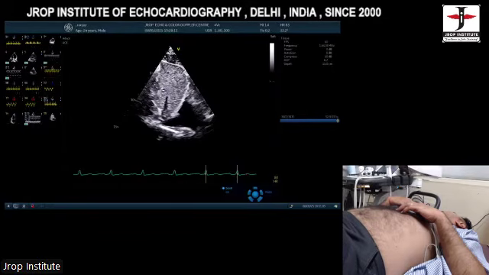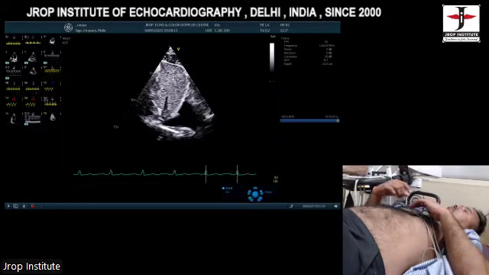Two questions. One is, how do we get a focused RA-RV view? Because every time you're saying that when we want to measure TR, we want a focused RA-RV view. I've been waiting for this question for the last 15 minutes. And the second question is MV planimetry.